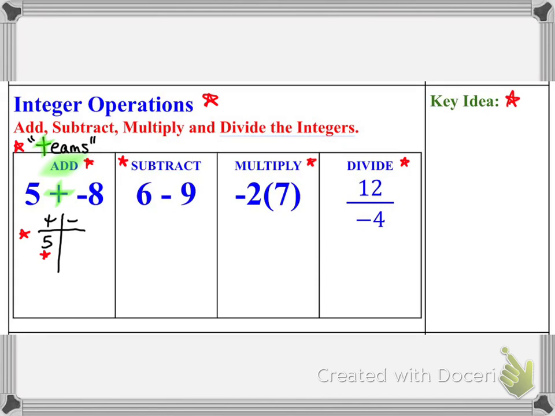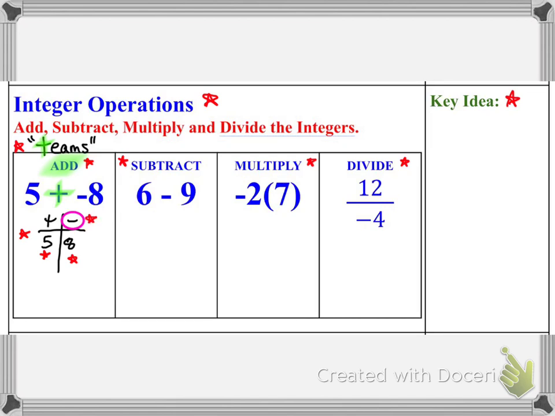Then the negative 8 goes in the negative side, and that gives you a star if you put the numbers in the right place. So now you have to compare. The positive team got 5 goals, and the negative team got 8 goals. So who made more goals at the end of the game? And that would be the negative team. So that means the negatives win, but how many do they win by?